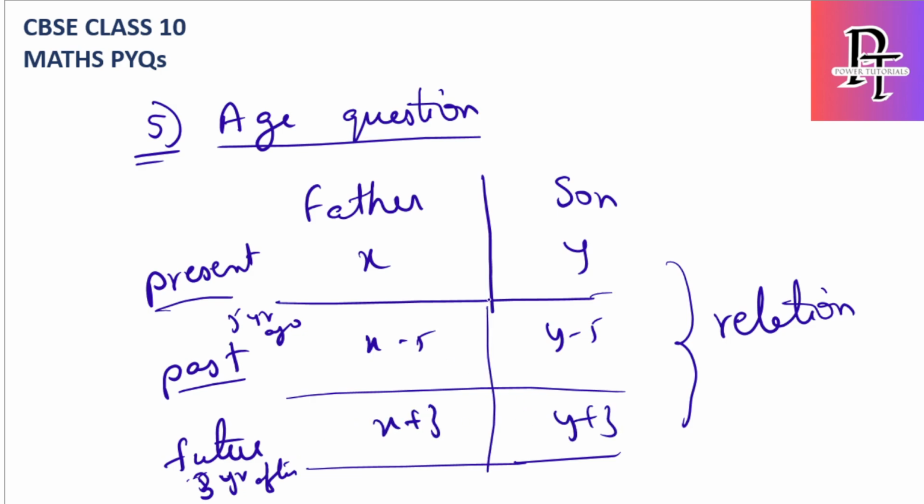So based on these conditions, they can present past, present, future, and they can give you any two of these three conditions. They will relate them, and based on it you need to find the present age, future age, or past age. Okay, this is very important. For the present you consider x and y, then in the past it becomes minus values, and in the future it becomes plus values.